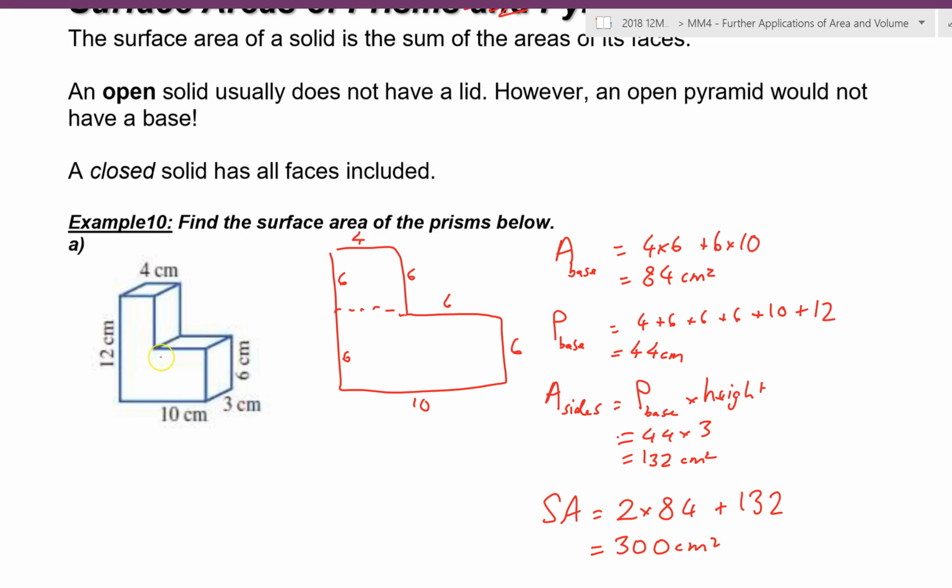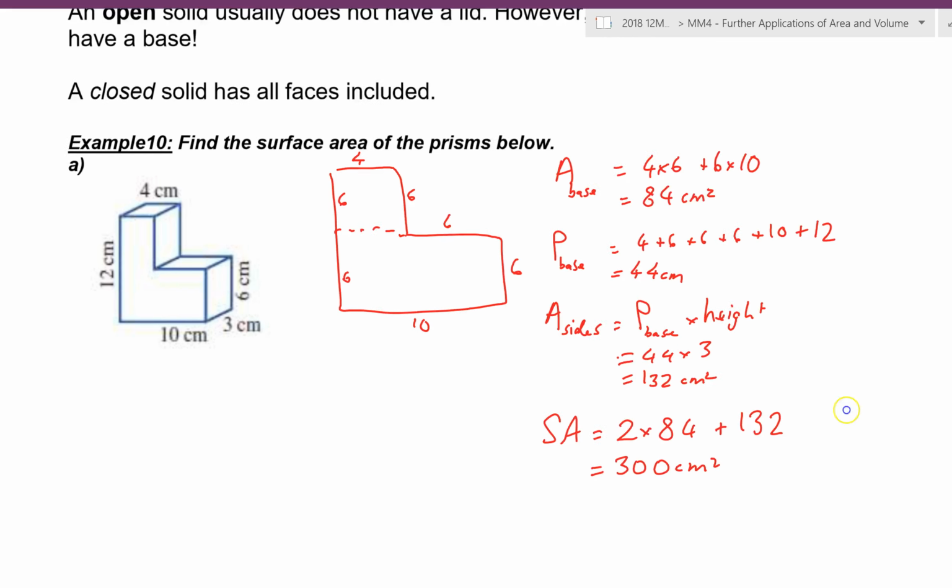Okay, so remember this. Surface area for a prism: work out the area of the base. Work out the perimeter of the base. Multiply the perimeter by the height of the prism. Add 2 bases to the area of the sides. Okay, so top and bottom plus the sides.